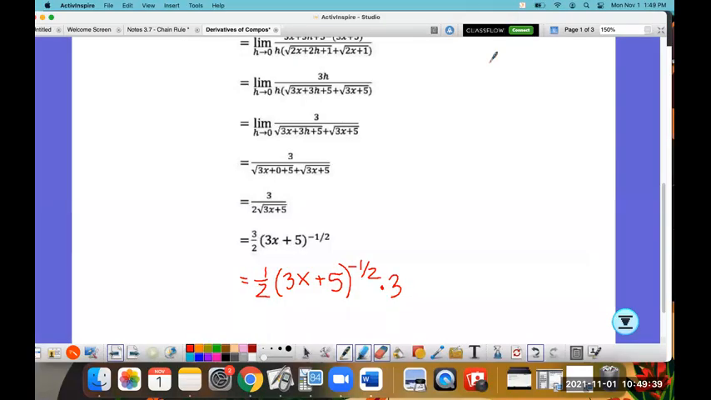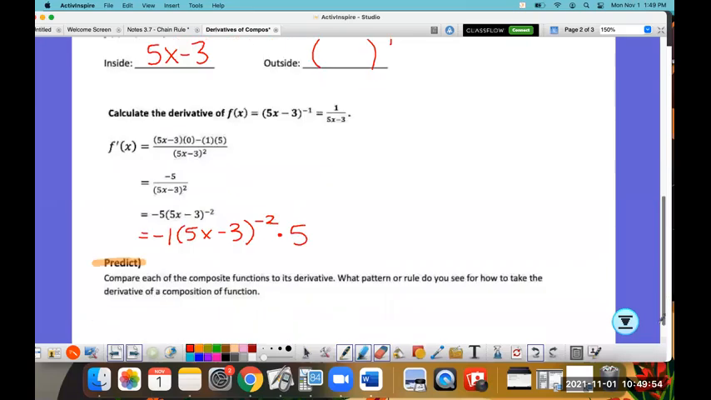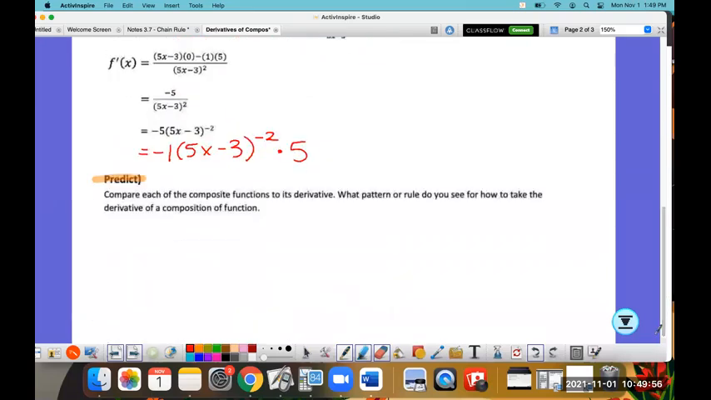All right, so what did we notice? Any group want to share? Carly? The coefficient on the outside is like the outside power times the derivative of the inside. Let me write this up. So you said, what? The coefficient on the outside is basically the outside power times the derivative of the inside.